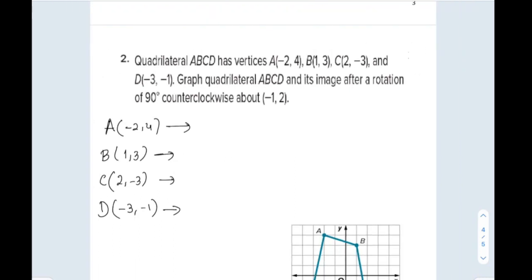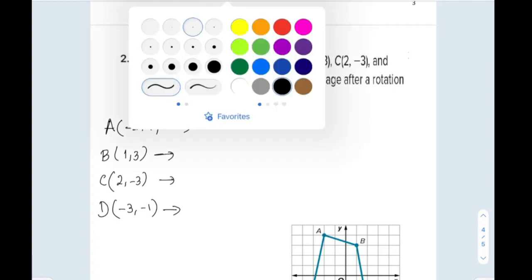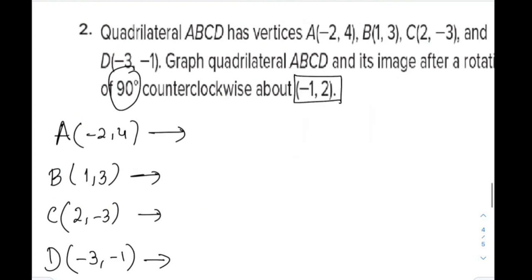We want to graph the quadrilateral and its image after a rotation of 90 degrees counterclockwise about (-1, 2). So we need first to what? Add 1 to x and subtract 2 from y, so that everything will be dragged to (0, 0). So I will apply this translation vector.